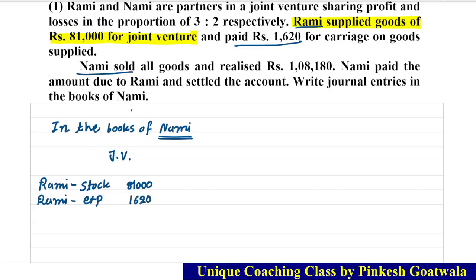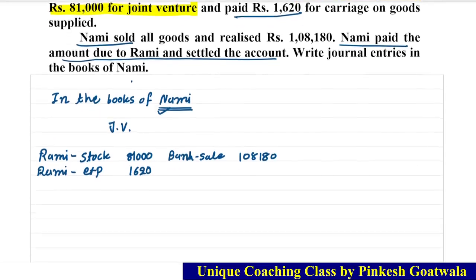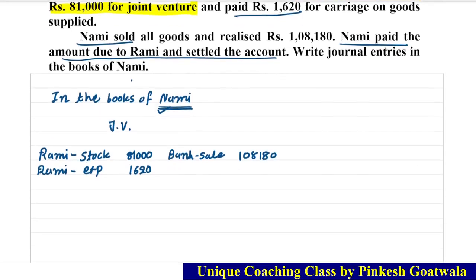Then Nami sold the goods. Sale is on the credit side, but done by Nami, so we have to write bank account. Sale, and sale done by Nami, 108,180. Nami paid the amount due to Rami and settled the account. Clear, the account is finished. There are only 3 entries. So let's close the account. 108,180 minus 81,620, so the difference is 25,560.